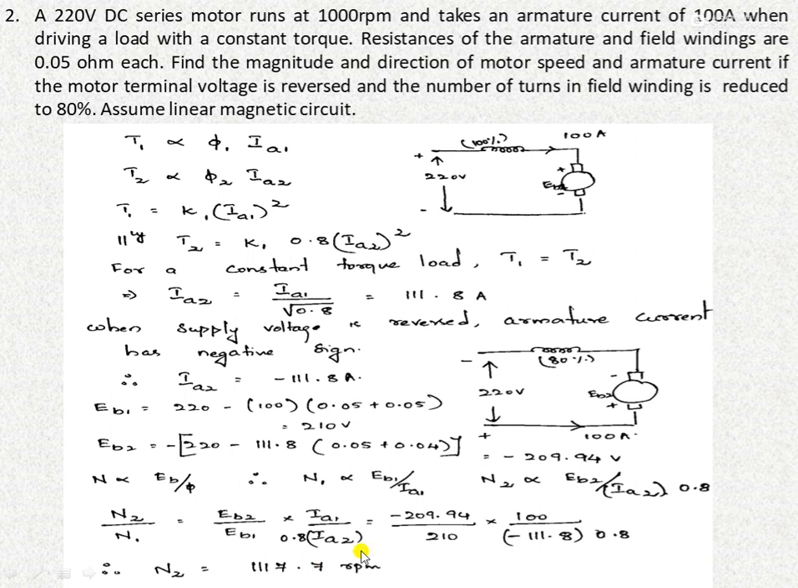Why is it happening even after changing the polarity of the supply which is provided to the DC series motor? Still the motor is running in the same direction as that of case 1. Why is such a phenomenon happening?